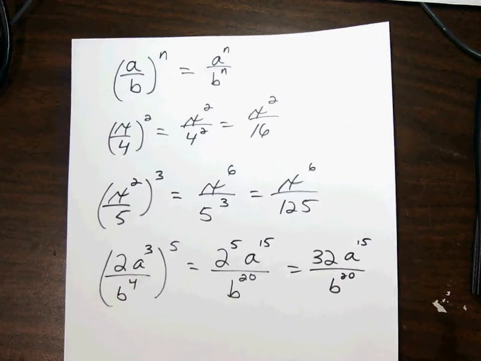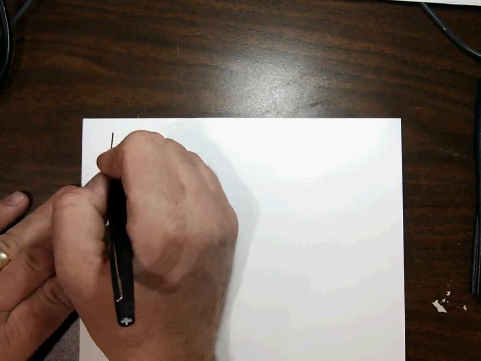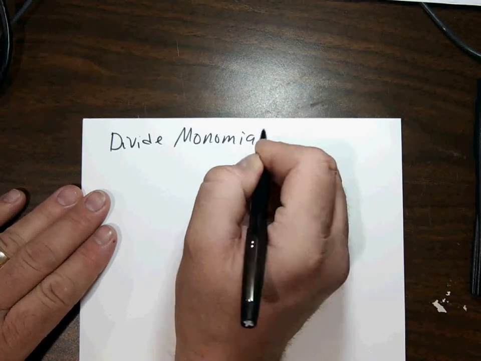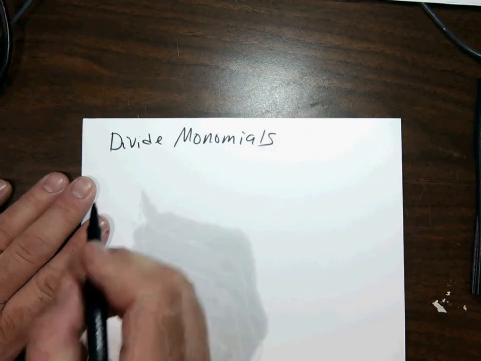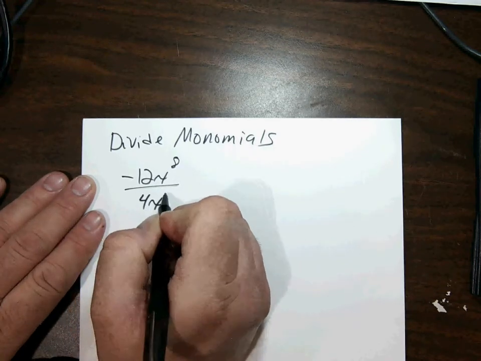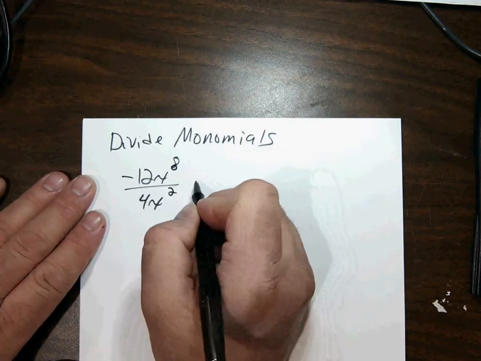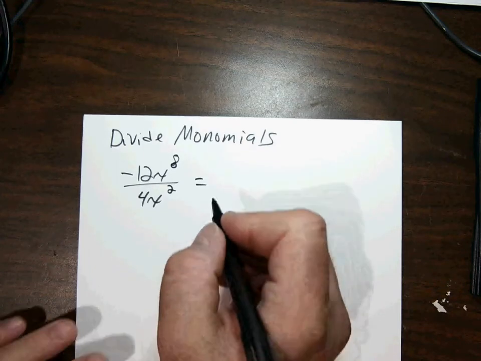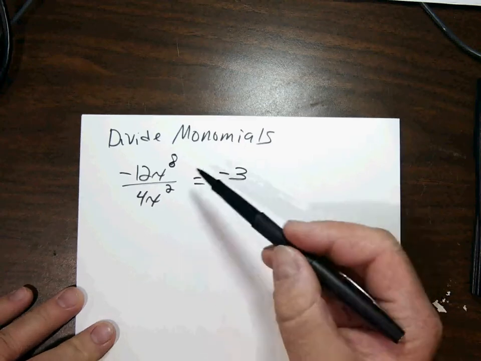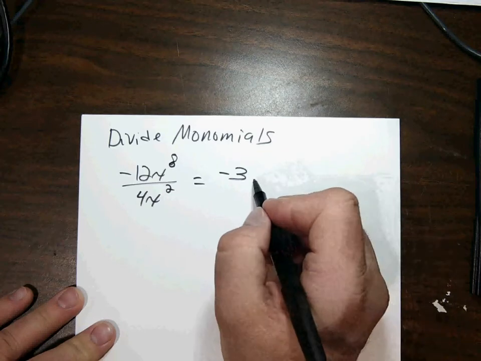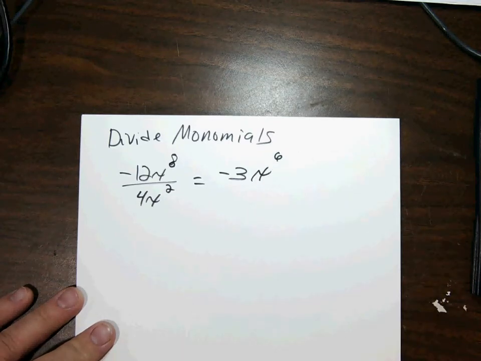Well, let's divide some monomials now, shall we? Divide some good old monomials. So I've got a negative 12x to the 8th divided by a 4x squared. That's an 8 up here. Coefficients divide the way they always did. Don't forget how to divide negative 12 and positive 4. We've done it a million times. That's negative 3. We start subtracting the exponents only. Don't subtract the coefficients. Well, now I'm going to subtract and I'm going to get x to the 6th.